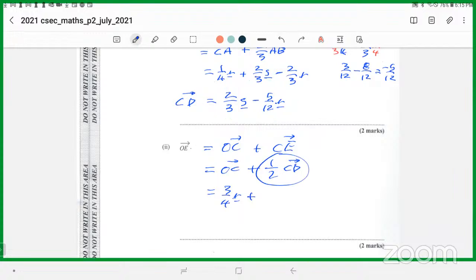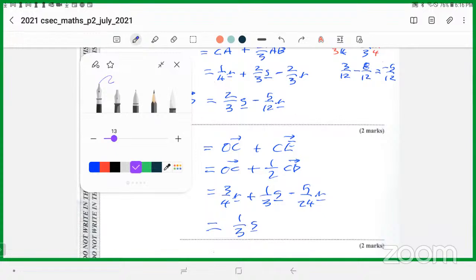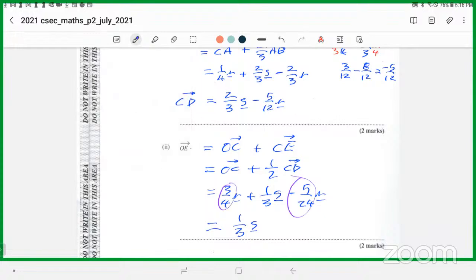Half of this becomes 1/3. Multiply that by a half, you get 1/3 S. And then half of this becomes -5/24 R. And again we put by the only S value that is there, which is 1/3 S. And you need to add this and this, with a negative. So I now need to work out, with a different color. You can put in the calculator 3/4 minus 5/24 if you want.